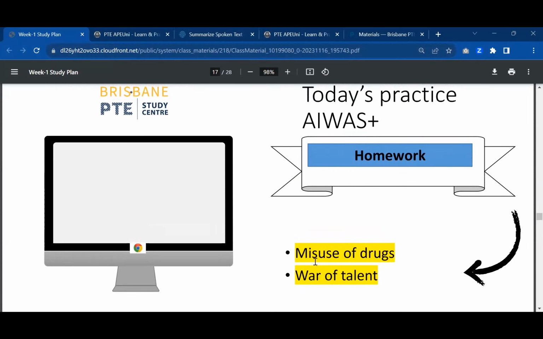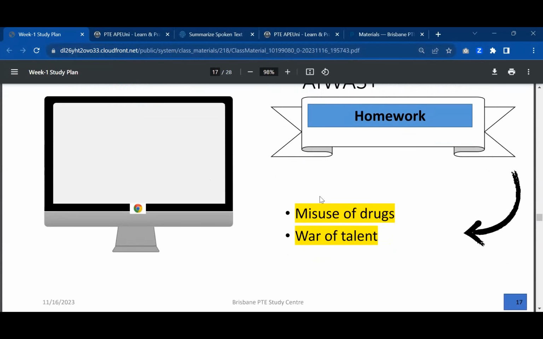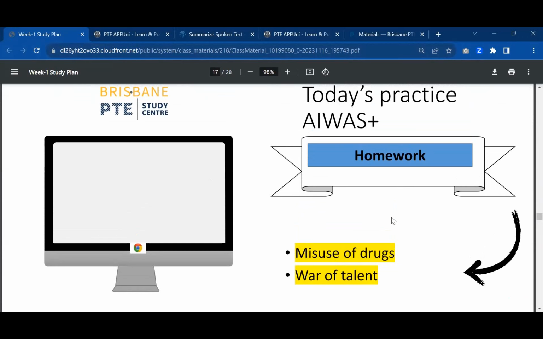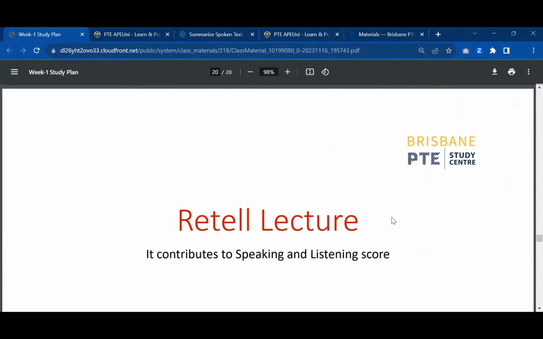These are the 2 questions you all will find on both platforms. This is your homework. Obviously practice them on iVerse Plus, on APUni, finish them, and see what score you are getting. Then we will do retell lecture.